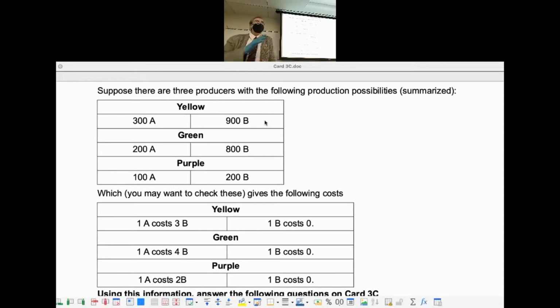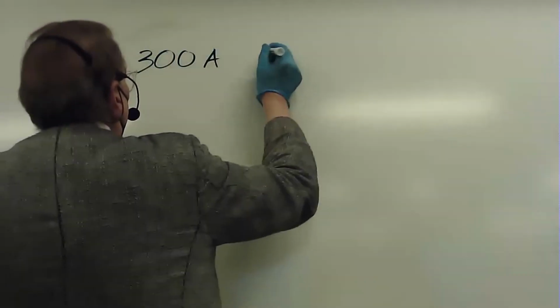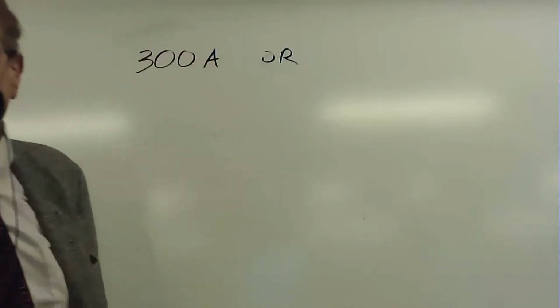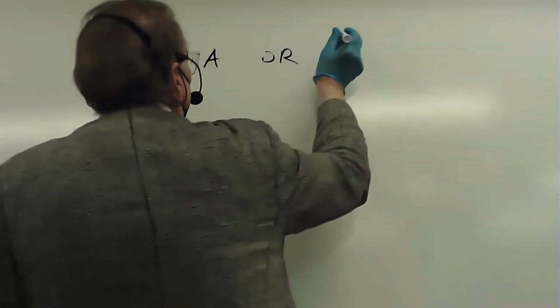Part of the reason why we present the production possibilities this way is because it takes up less space and it implies the other, the more precise one by number. So bear in mind that this is really a summary of a much bigger table we could make. 300A or 900B.